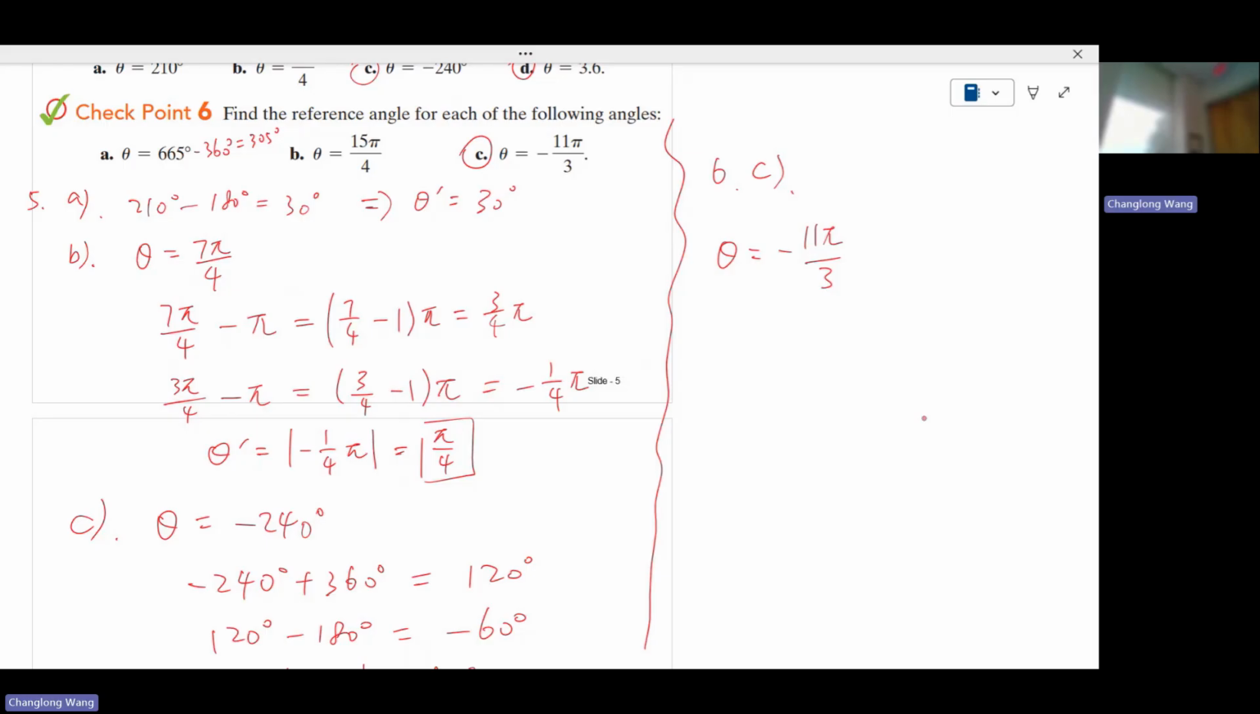But where's the pi? 3.14. Oh, that's multiplying. That's subtraction. Why would you add the pi? Oh, the pi is multiplying with the 11 over 3. Oh, I forgot to do that.